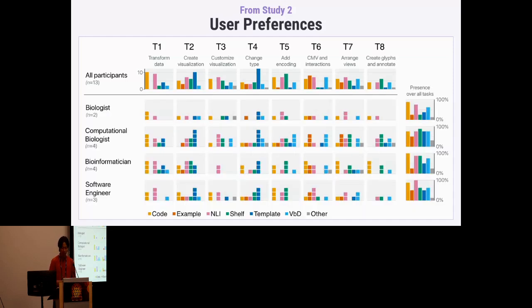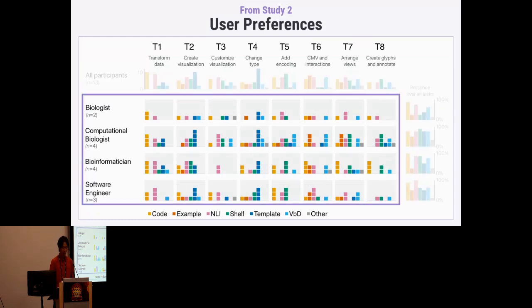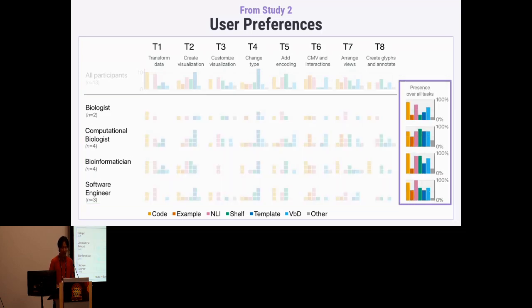We further look into the result by different user groups. Again, columns represent the preferences for authoring techniques by tasks, and the bars on the right highlight aggregated preferences across all tasks. For example, you can see the yellow bar is taller than the others, indicating that code editor is the frequently mentioned method as a viable option for all tasks.